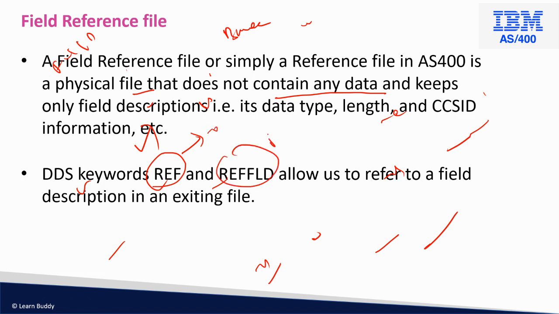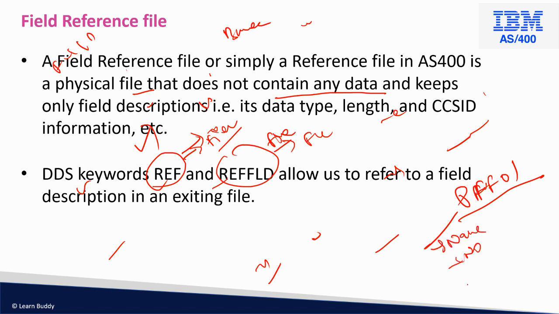You have two keywords, that is REF, which is a file level keyword, and REFFLD, which is a field level keyword. In REF, you mention the file name from where you want to refer the fields, and in REFFLD, you give the field name in that file which you want to refer. Just for example, you have a field reference file called PFF01. Okay, PFF01 is a field reference file. It has some common fields: name, number and address.